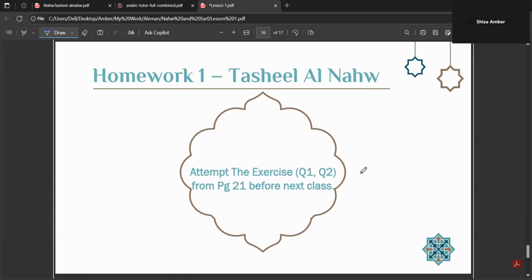So right now we are doing this book, Tasheel-un-Nahw. This lesson in the slides. I'm following this book, Tasheel-un-Nahw, and once we are done with it, we have another book. Like I said, we'll be doing 5 books together. So this is the first one, Tasheel-un-Nahw. I'll upload this book in your GCR as well. And I want you to attempt this exercise. This has question 1 and question 2 from page 21 before our next class.